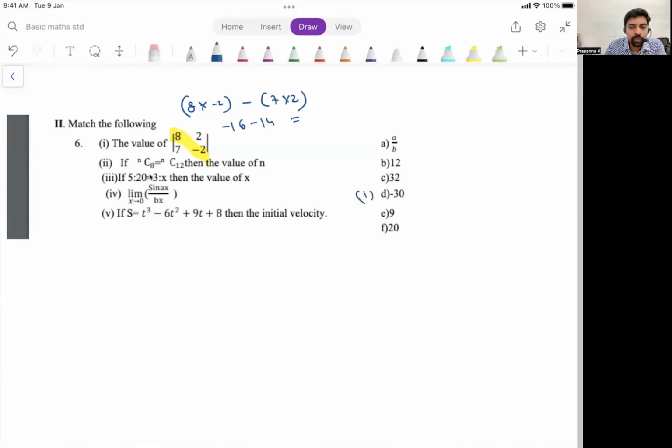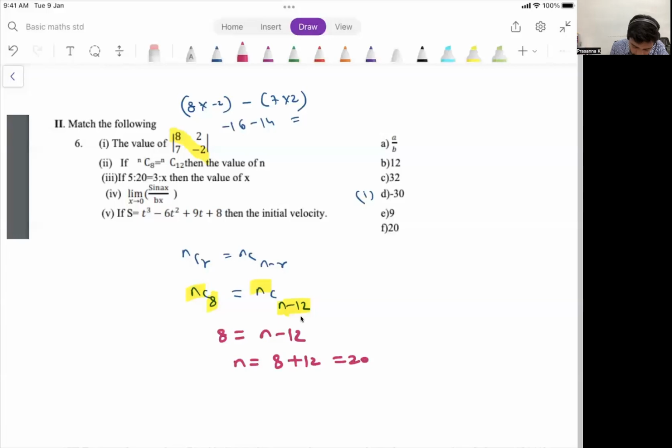Then second one, if nC8 equals nC12, then find the value of n. There's a property in combinations: nCr equals nC(n minus r). So nC8 equals, I will write like this, nC(n minus 12). Since n is the same, r should also be the same. Here r is 8 and there r is n minus 12. So equate those two: 8 equals n minus 12. Therefore, n equals 8 plus 12. You will get 20.